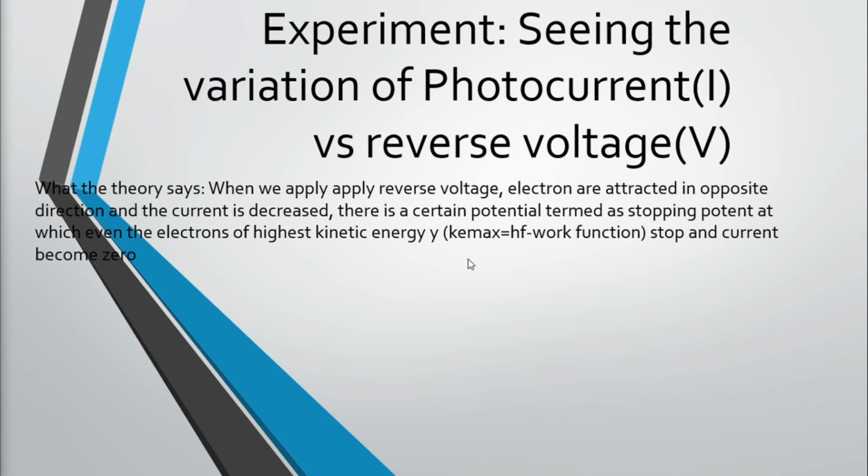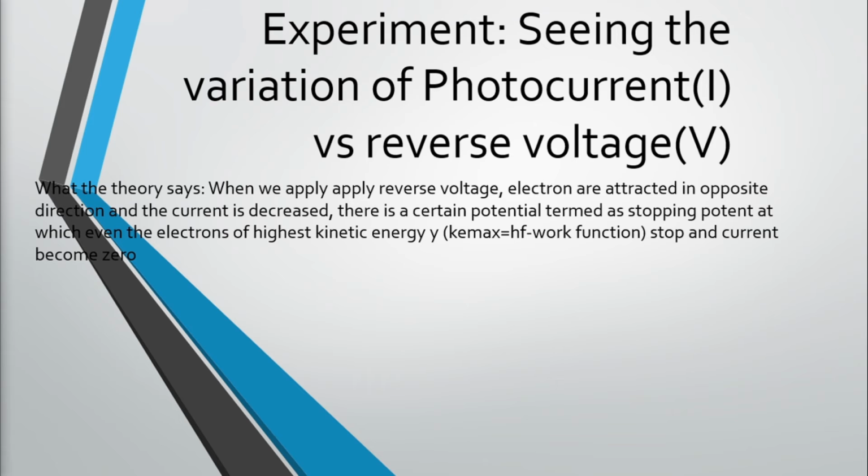Now let's see the second experiment. The second experiment is about seeing the variation of photoelectric current versus reverse voltage. What the theory says is, when we apply reverse voltage, electrons are attracted in the opposite direction and the current decreases.